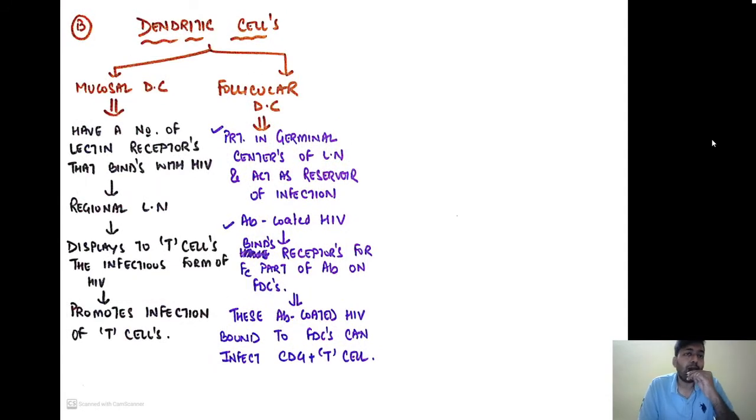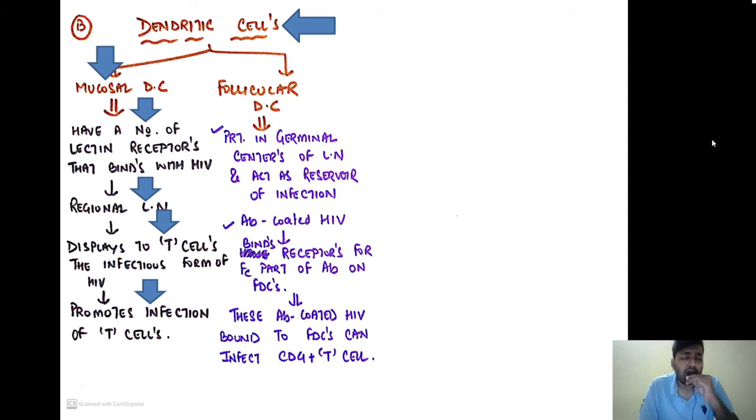Now, the second important non-T cells are the dendritic cells. There are two kinds of dendritic cells. One of them is present in the mucosa, called the mucosal dendritic cells, and another one is present basically in the germinal centers, called the follicular dendritic cells. Now, these mucosal dendritic cells have a large number of lectin receptors that can bind with the HIV, and after binding with the HIV, they carry this HIV to the regional lymph node, and they display the infectious form of the HIV to the T cells, and therefore it promotes infection of the T cells.